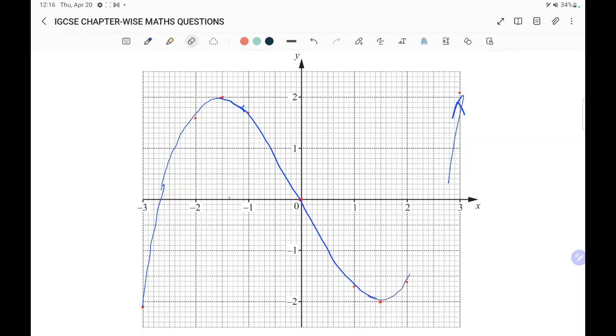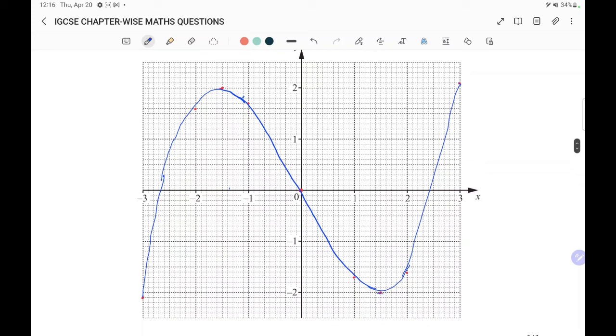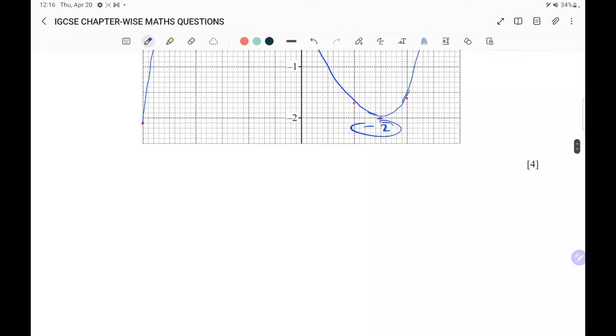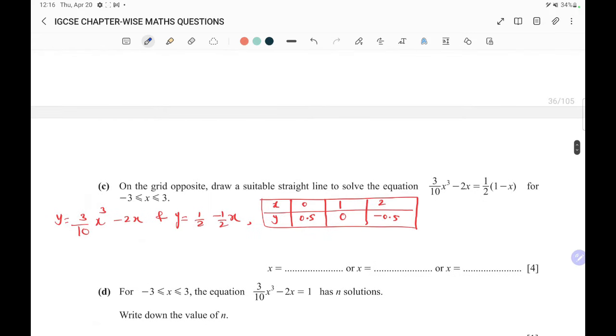And here I have to remove this, and then I have to here. Okay, great. So bottom line is -2 here, and the top is +2. Okay, next, on the grid opposite, draw a suitable straight line to solve this part.